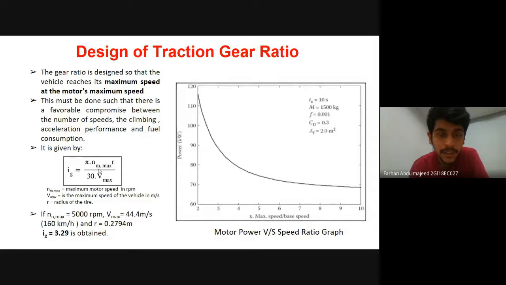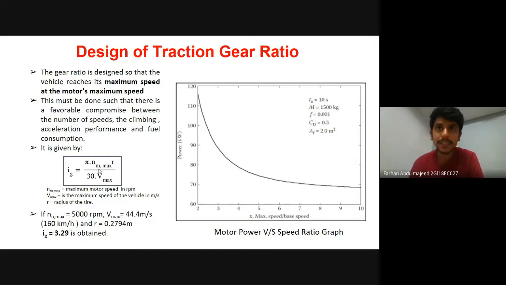While calculating a gear ratio, you should know what the vehicle's maximum speed on the terrain should be. Whether it is a flat road or a steep terrain, you should know what the vehicle's maximum speed should be. Once you know that and you know the radius of the tire, then you can calculate the gear ratio.